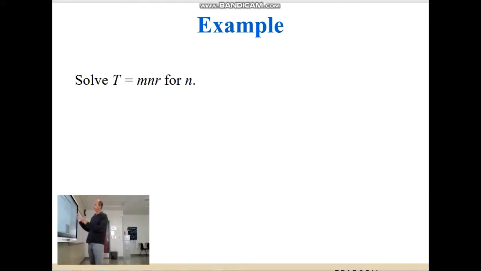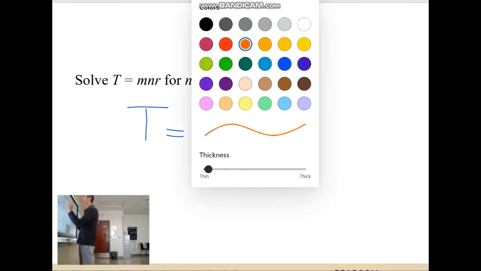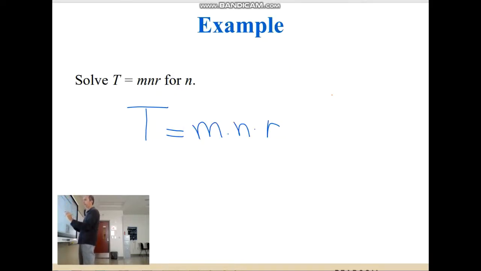Let's say we have this equation here, t equals m times n times r, and I want to solve it for a specified variable n. Let's say you have t equals m times n times r. And we want to move everything that's not n, that's here on the right hand side of the equation, to the other side. So we have just n on the right hand side, okay? That's what we will try to do.